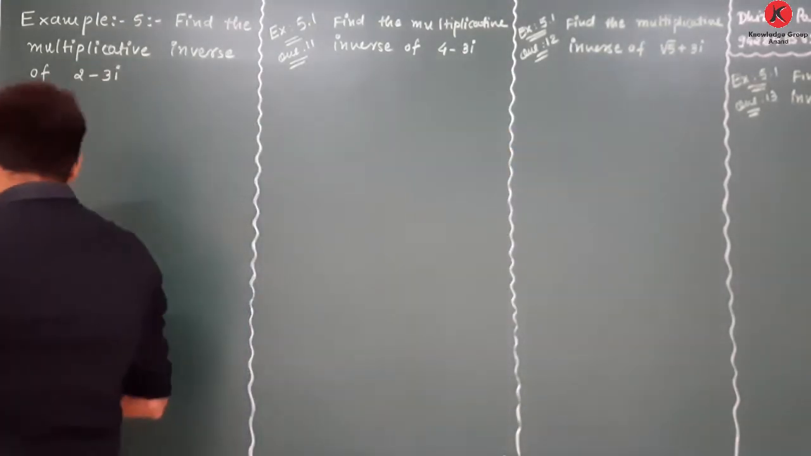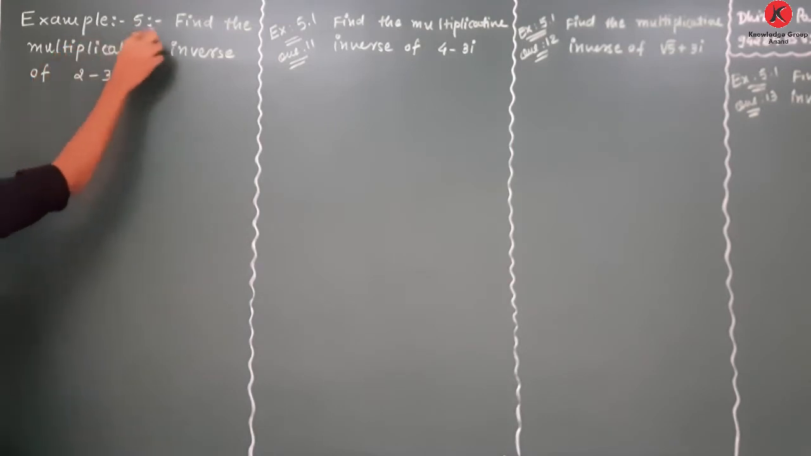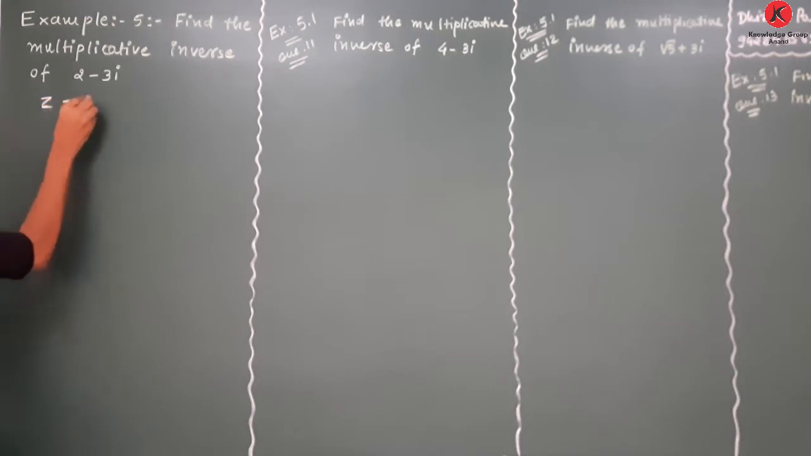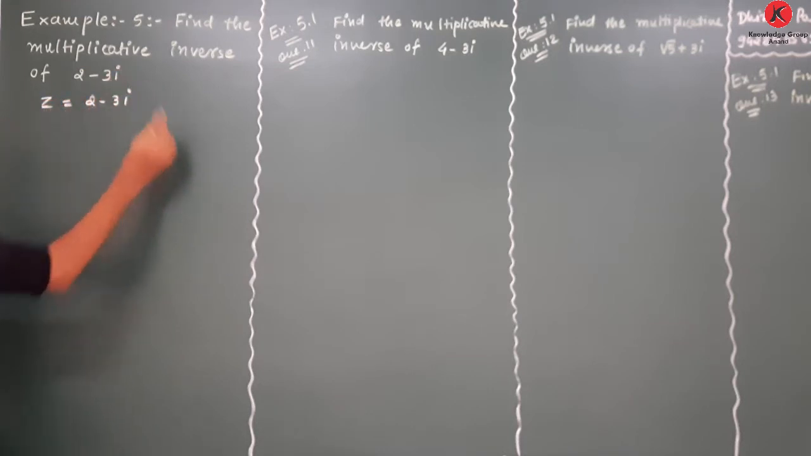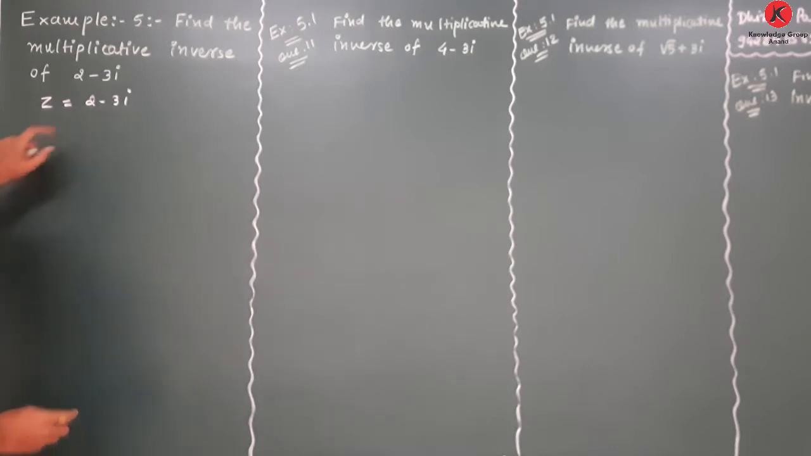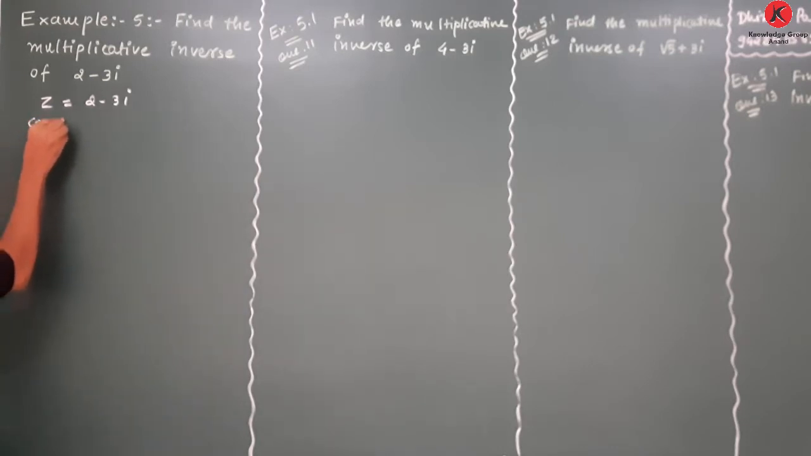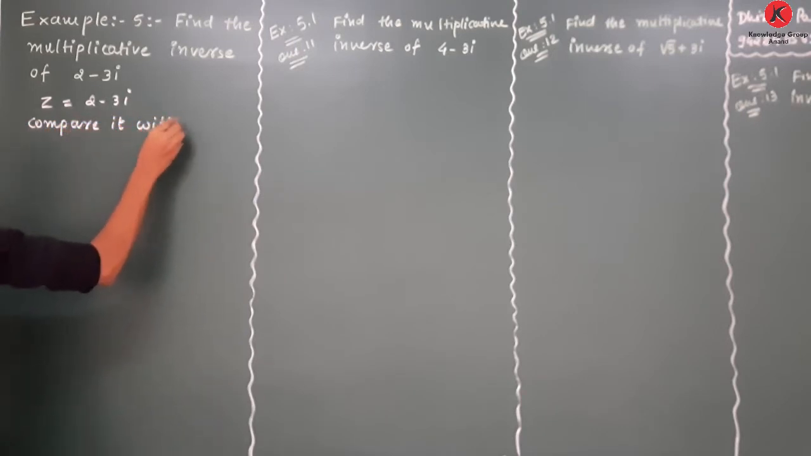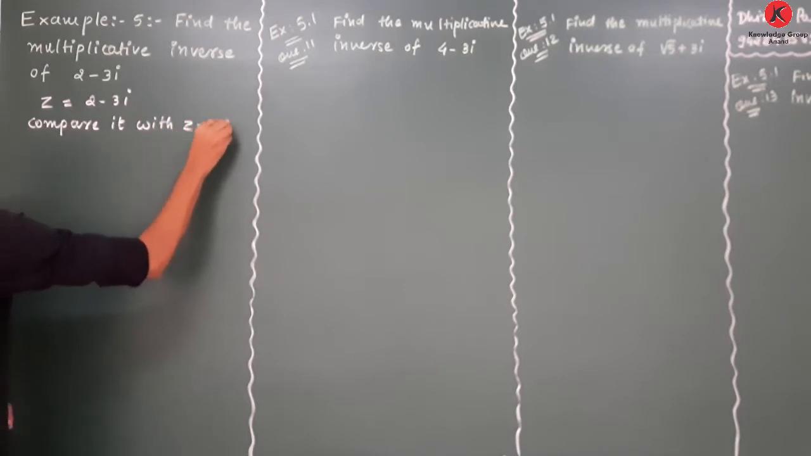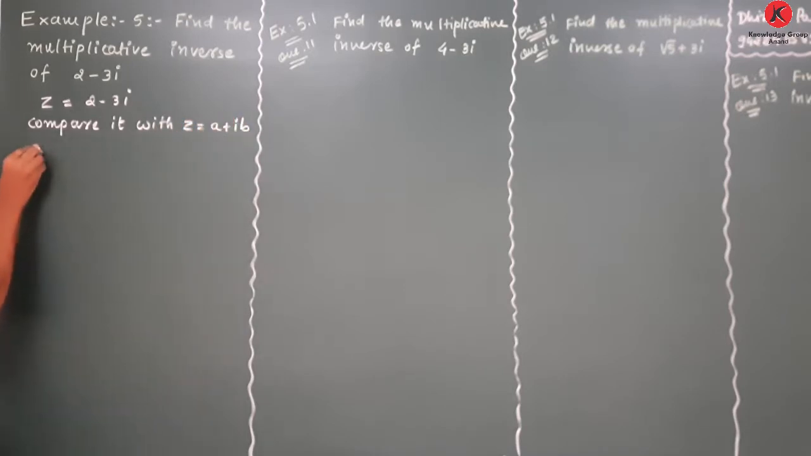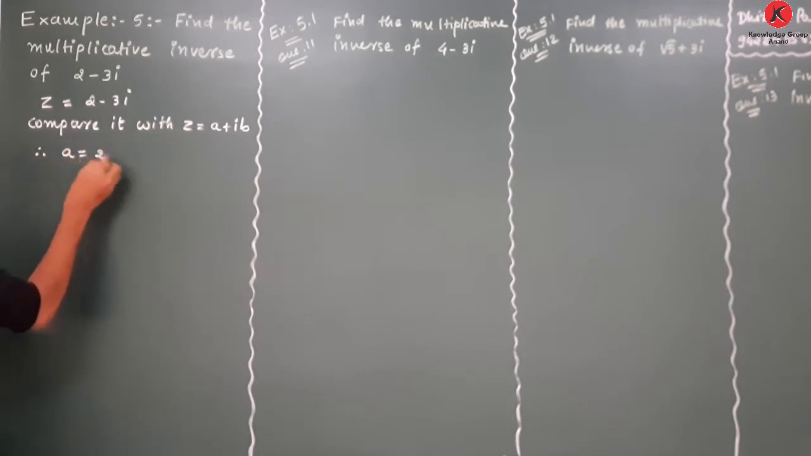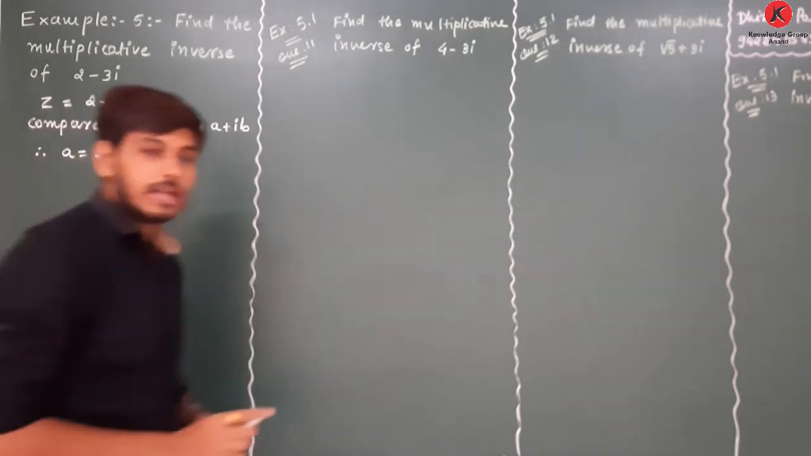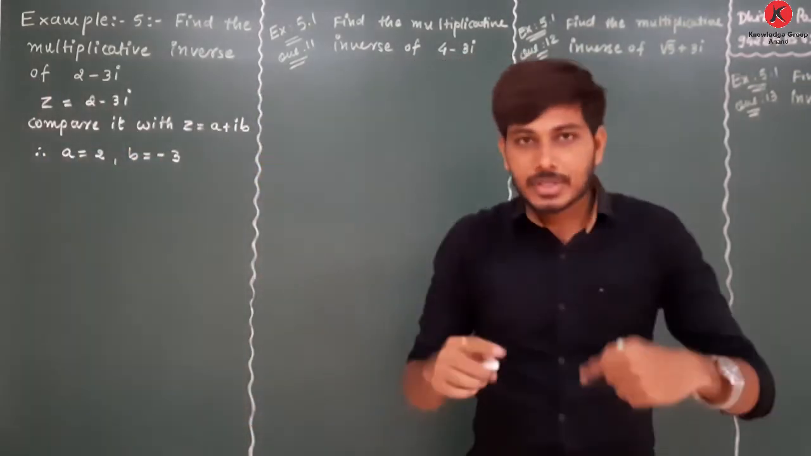Now see here, example number 5 is there: find the multiplicative inverse of Z equals 2 minus 3i. First of all, compare it with the standard form. What is the standard form? Z equals A plus iB. Therefore, we are getting A equals 2 and B equals minus 3 here.